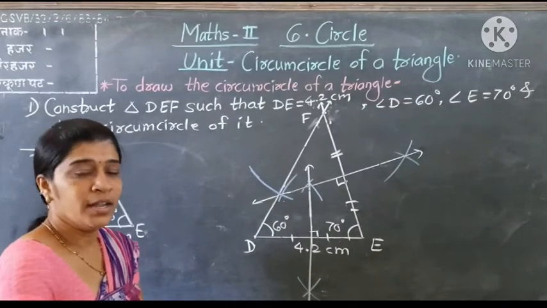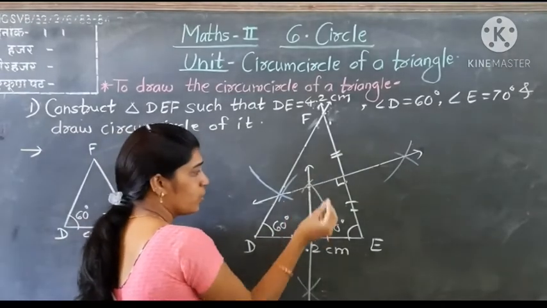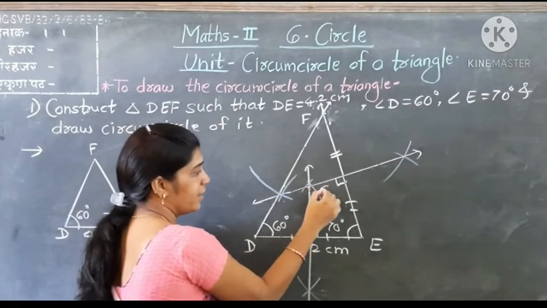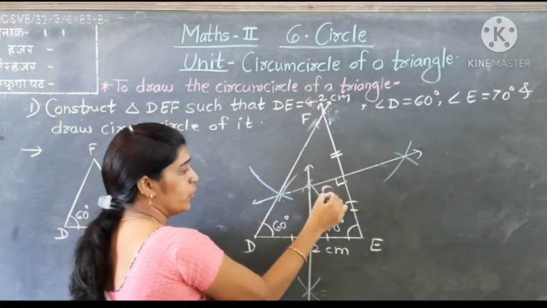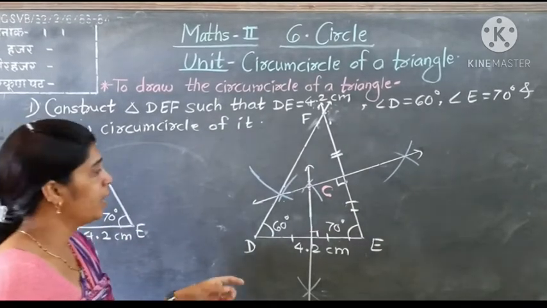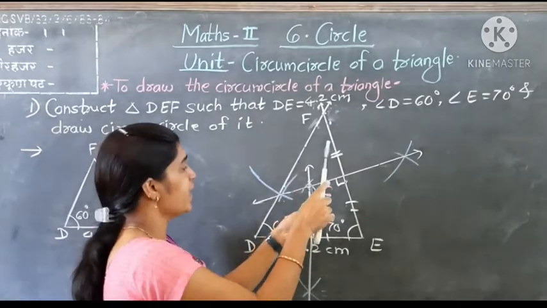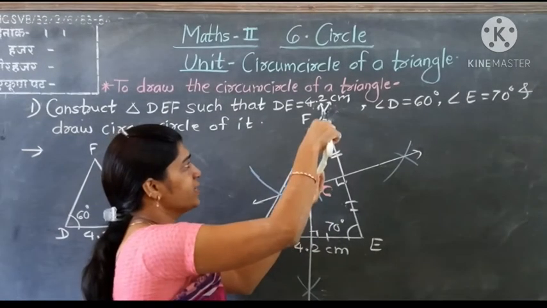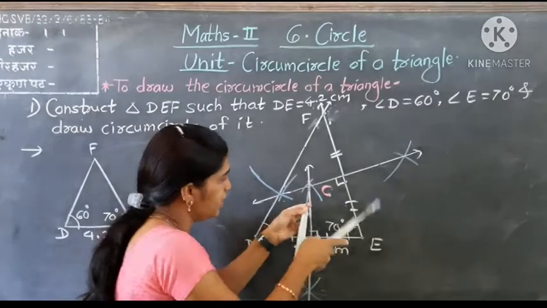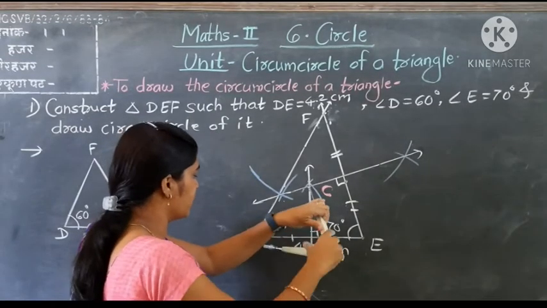Okay. Now see what is the center here. These 2 bisectors intersect at one point. We call this point as C. Now take this C as center and radius as CF. You take CF or CE or CD and draw circle.